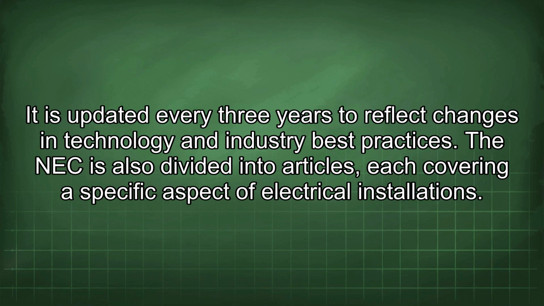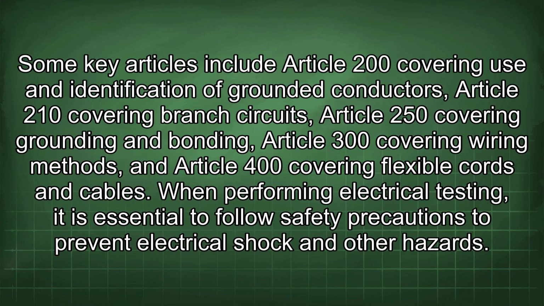The NEC is also divided into articles, each covering a specific aspect of electrical installations. Some key articles include Article 200 covering use and identification of grounded conductors, Article 210 covering branch circuits, Article 250 covering grounding and bonding, Article 300 covering wiring methods, and Article 400 covering flexible cords and cables.